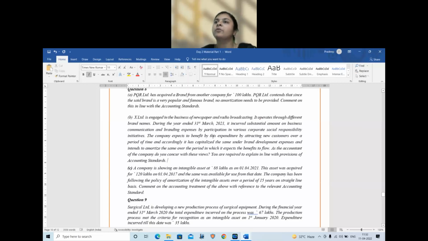Are you getting 14.6? Okay, so how did you calculate? We have how many years left? 6 years left. Correct? Now 6 years we are going to take it for a carrying cost of 88 lakhs. So 88 by 6 you would have got the value of 14.6, which is the revised amortization, which is wrong.